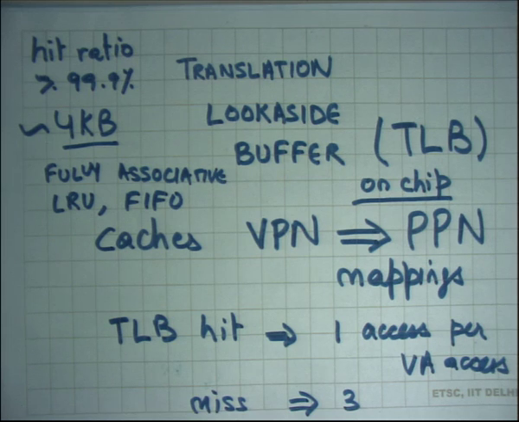FIFO is simpler to implement, but it may have a slightly lower hit ratio than LRU. LRU is more complex to implement. It may or may not have better hit ratios than FIFO and all that. Now let's look at whether it's a write back or a write through cache. Let's see what happens.